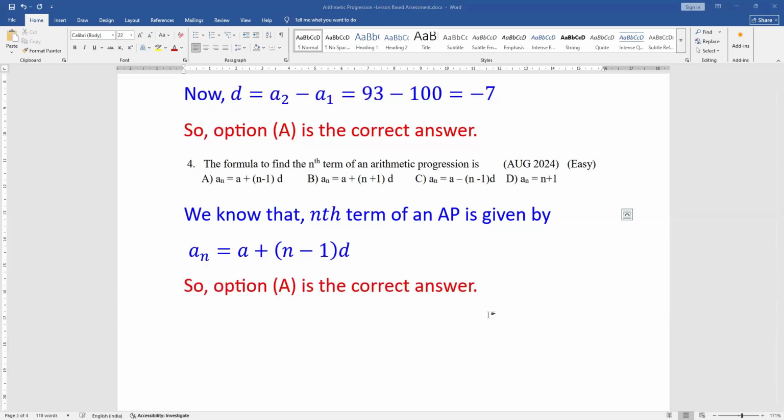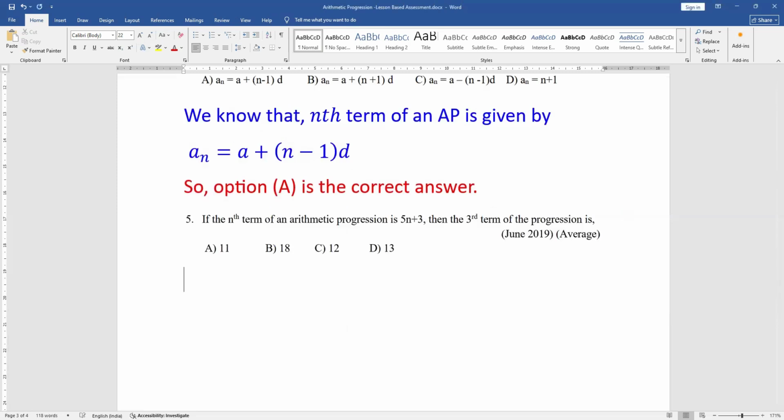Then I move on to the fifth question. If the nth term of an arithmetic progression is 5n plus 3, then the third term of the progression is 11, 18, 12, 13. First let us write what is given. Given an is equal to 5n plus 3. That is the nth term. We always note it as an. So an is equal to 5n plus 3. I call this equation 1.